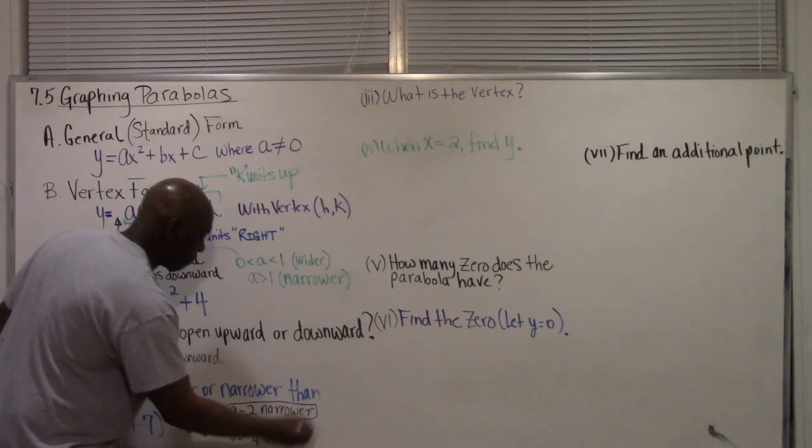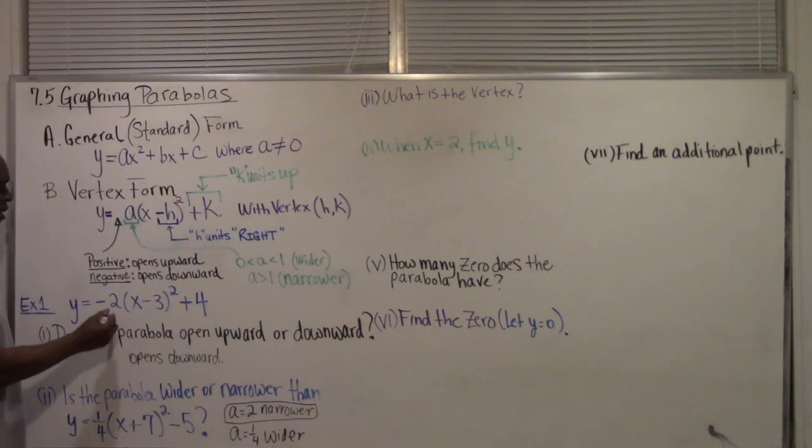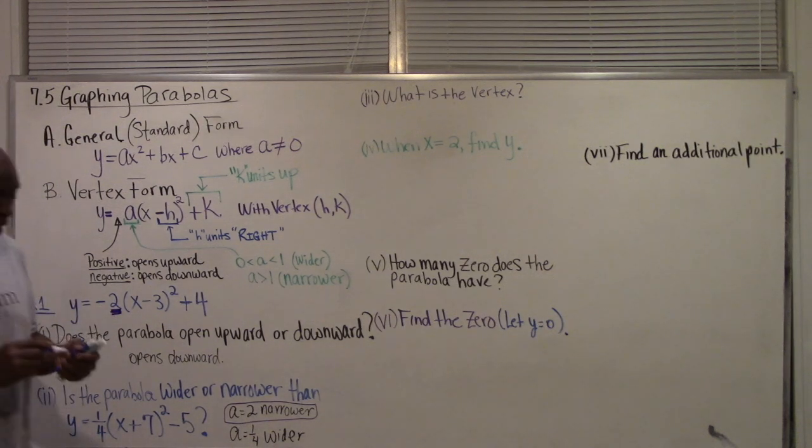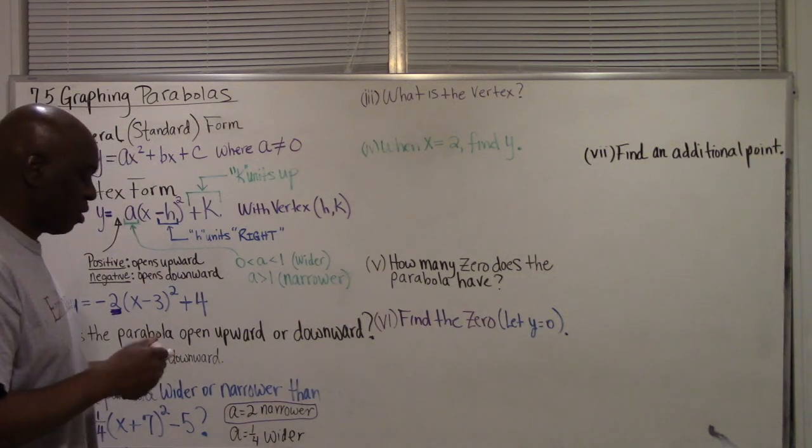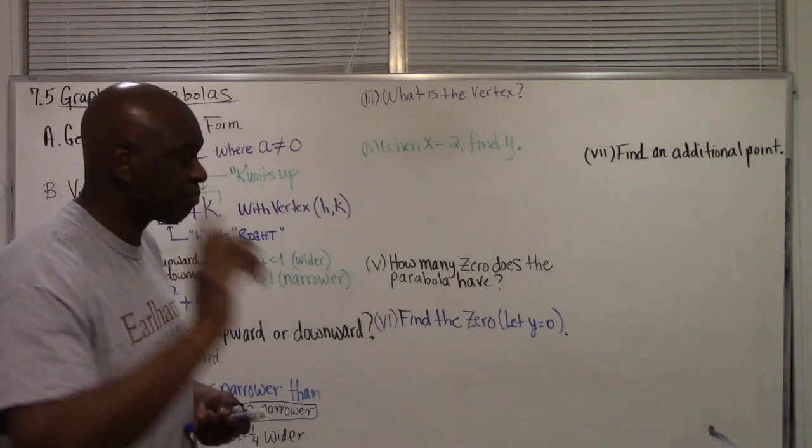Narrower. Because our A is 2, so it's narrower. All right. Very good. Once you know something, stick with it.